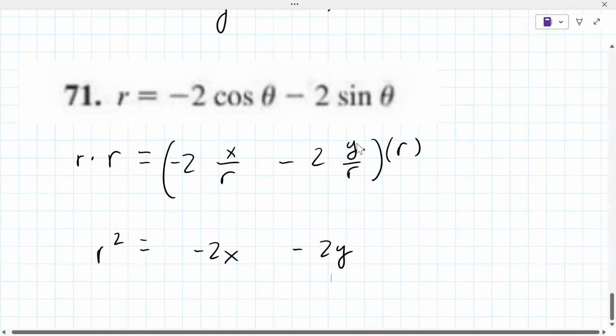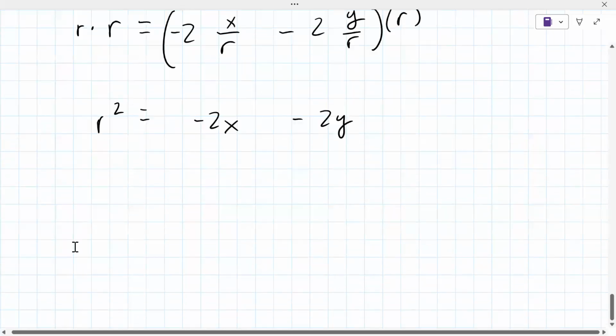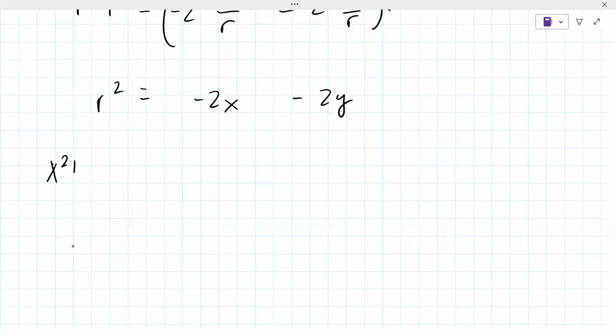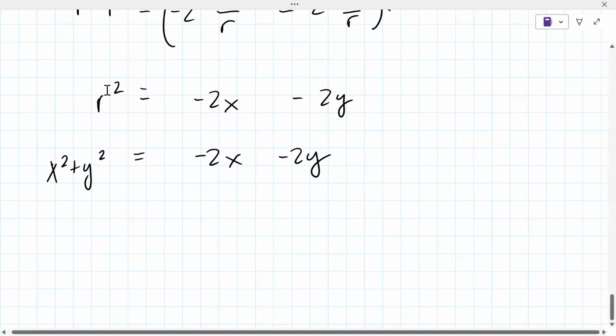Now what is r squared? x squared plus y squared. Good. This time you do want to get them all on one side and complete the square for both. So you're going to move the minus 2x left, pair it with the x squared, minus 2y left, pair it with the y squared, and try to complete the square there, please.